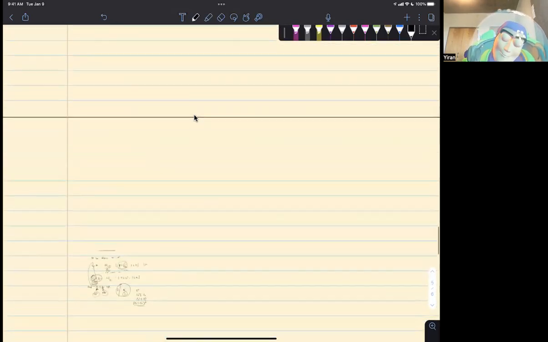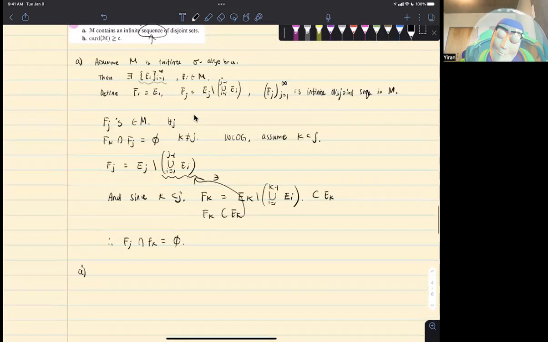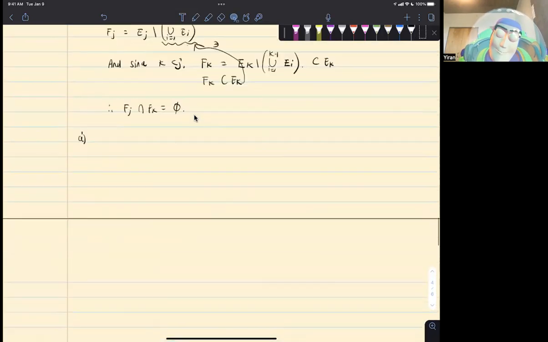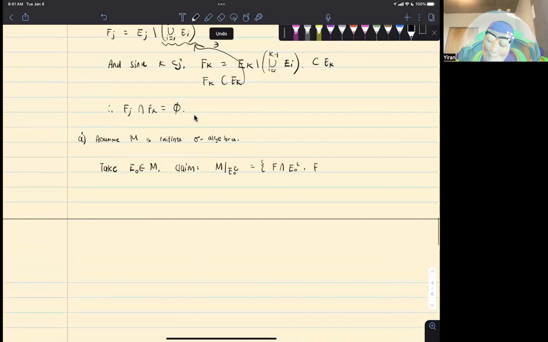The second part, the second one I want to mention, let's call it A prime. Again, we need to assume M is an infinite sigma algebra, right? Take E_0 in M, and claim that M restricted on E_0^C, which is defined as {F intersect E_0^C, where F is in M}, we claim this is infinite.